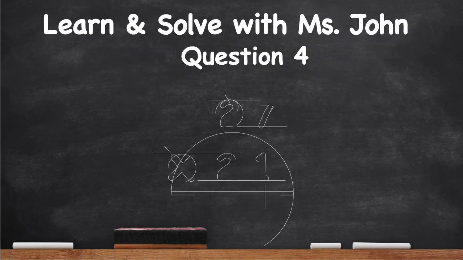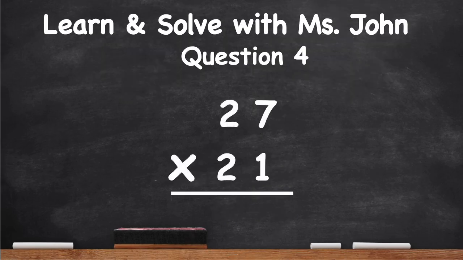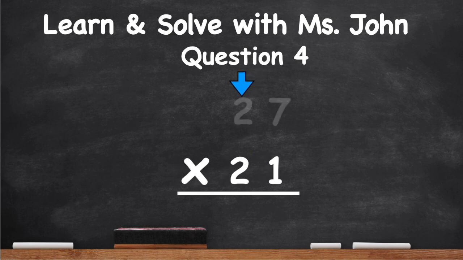Question number 4. 27 times 21. We're going to first begin with the ones column, so the 1 times 7, then we're going to do 1 times 2, then we're going to go to the tens column, and we're going to do 2 times 7, and then 2 times 2. Let's begin.